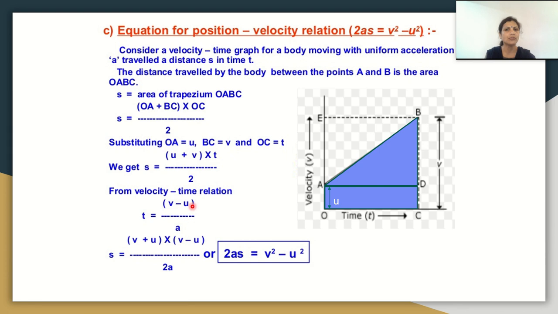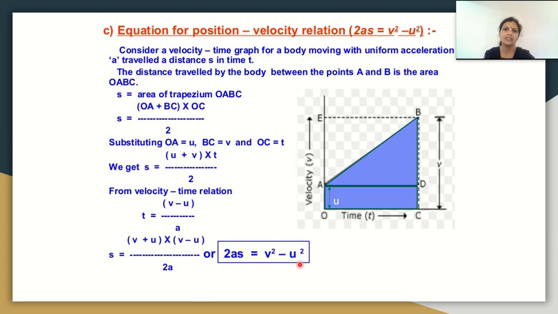If you put this value, you get the equation S is equal to (V plus U) in one bracket, (V minus U) in the other bracket, upon 2A. Apply the formula (A plus B)(A minus B), that will give you A square minus B square. In place of A and B, here we have V and U. So (V plus U) into (V minus U) will give you V square minus U square, right? Take 2A towards the left side. So your equation is 2AS is equal to V square minus U square. And this is the third equation of motion.